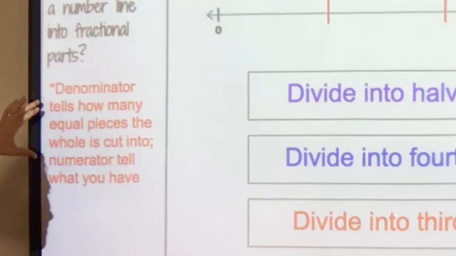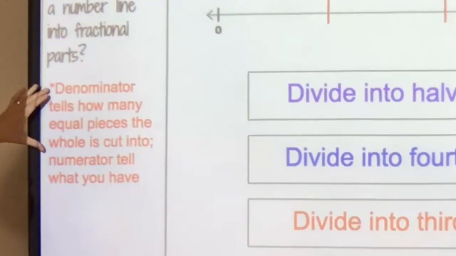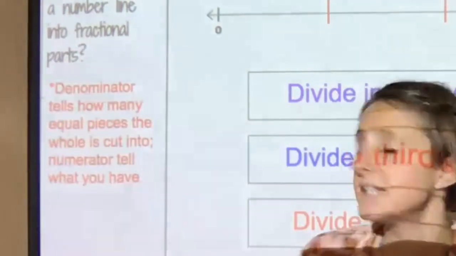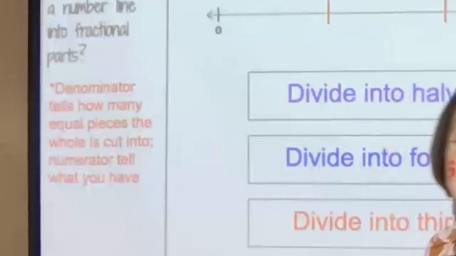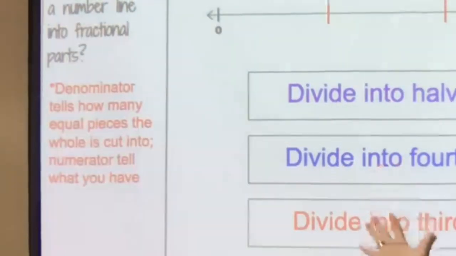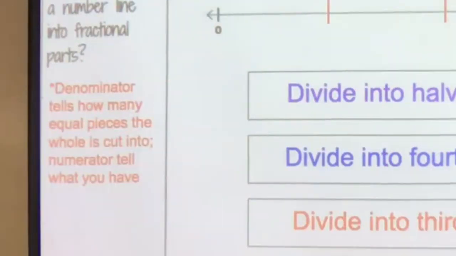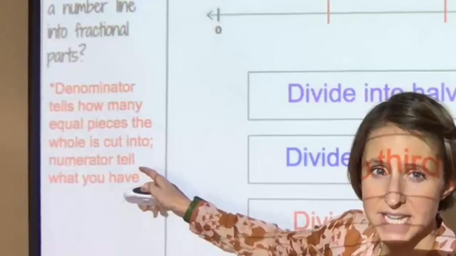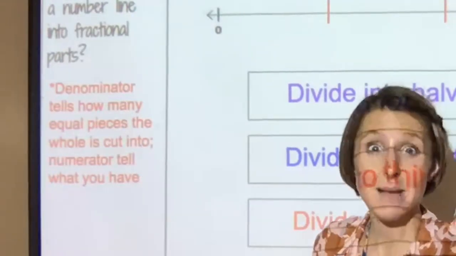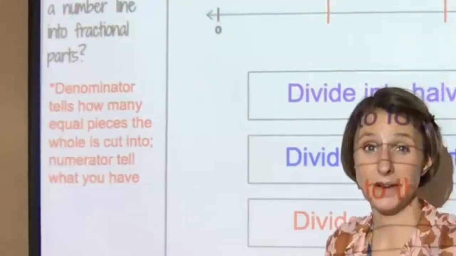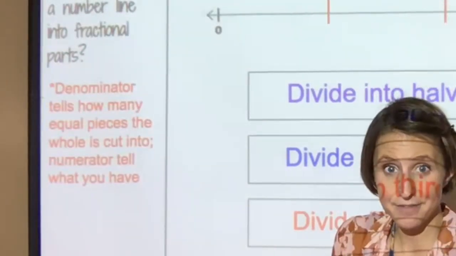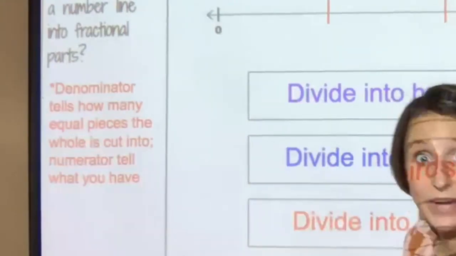Over on the left side of your notes, 7th graders, I want you to write this in that top chunk. Denominator tells how many equal pieces the whole is cut up into. Numerator tells what you have. And I modeled that as we illustrated these benchmark fractions on the number line. Pause the video and write this down on the left-hand side, reminding yourself that that denominator tells me how many equal pieces my whole is cut up into. The numerator is telling me how many pieces I have or where I need to go to locate it.